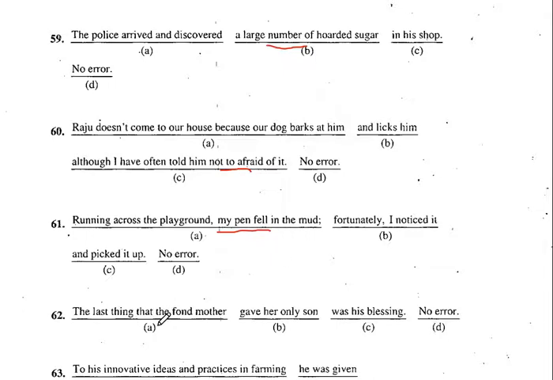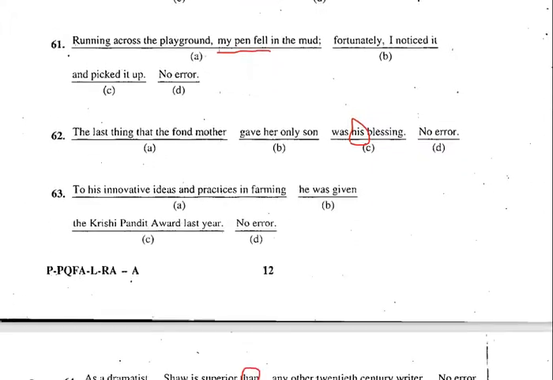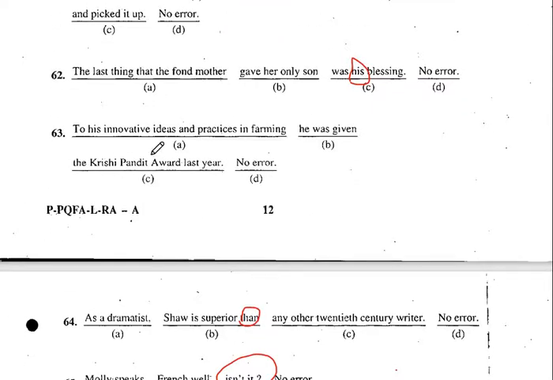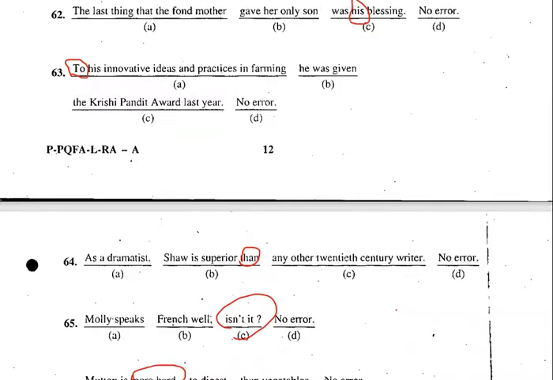The last thing, that the fond mother is there. So how can it be his blessing? When mother is there, whose blessing? Her blessing. You got it now? Let's move on to the next one now, boys. Two is innovative ideas. So what is wrong there? No, for is innovative ideas. He has got the award. For. Right.